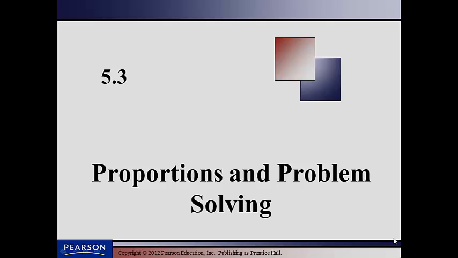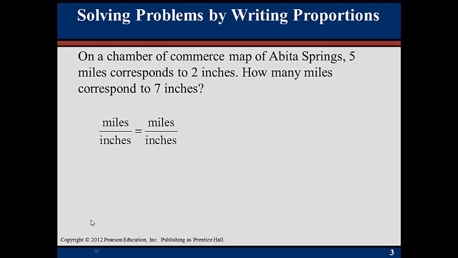5.3, and we're going to be using proportions and problem solving, which means now we're going to have word problems and we're going to have to solve them using proportions. Here's the first one. It says, on a Chamber of Commerce map of Abita Springs, 5 miles corresponds to 2 inches. How many miles corresponds to 7 inches?